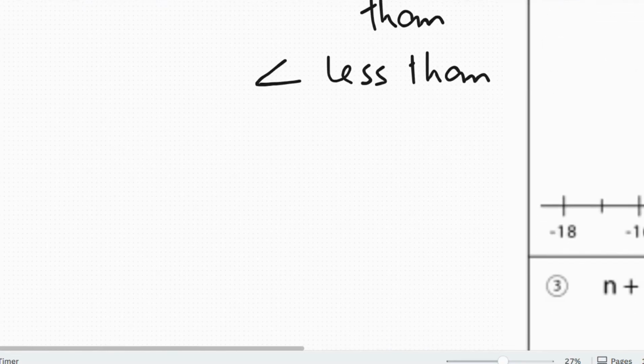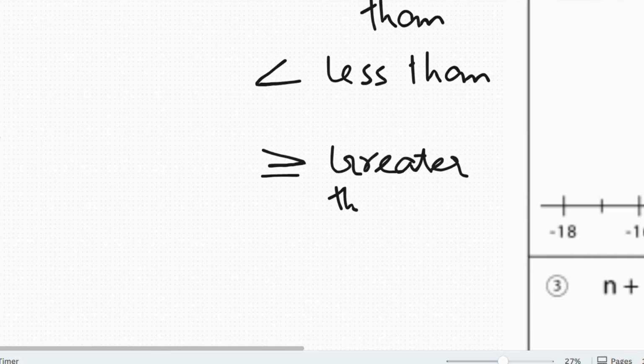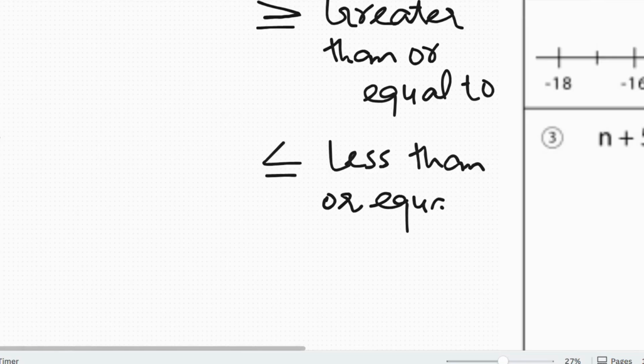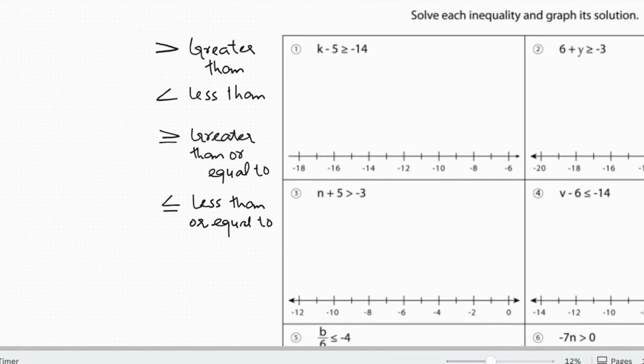The third sign that we will be working with should look like this way, okay? This represents greater than or equal to, okay? And then we have another sign and it looks like this way. And this represents less than or equal to. So these are the four kinds of signs that we will be working with.